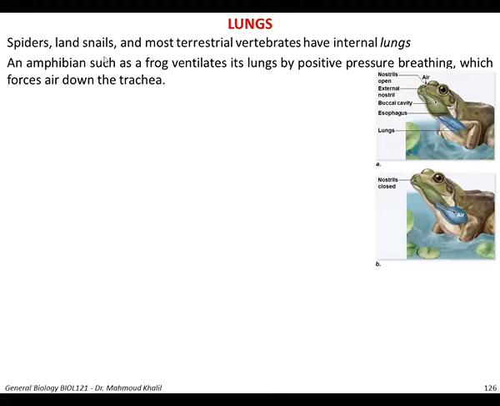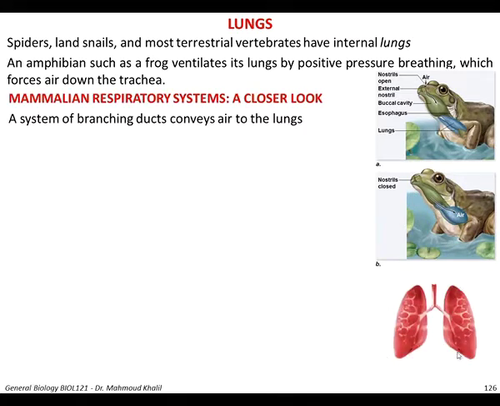Spiders, land snails, and most terrestrial animals have internal lungs. You can see here, for the amphibians as an example, the frog ventilates the lung by positive pressure breathing, which forces air down its trachea and then inflates the lung, and they close the nostrils to keep air inside the lung.